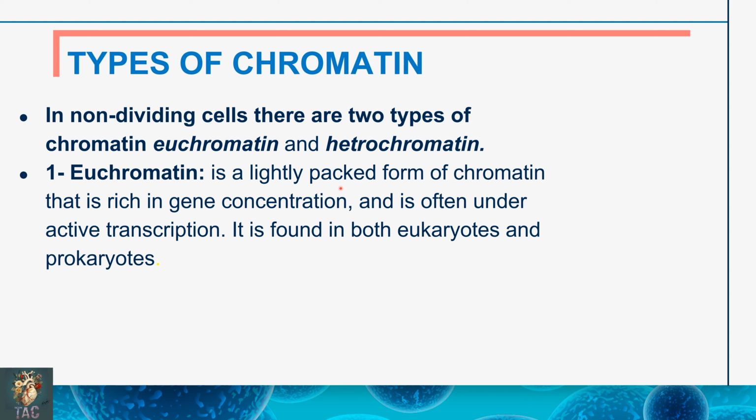Euchromatin is the lightly packed form of the chromatin that is rich in gene concentration. This is basically active chromatin and is often under active transcription. It is found in both eukaryotic and prokaryotic cells. This is the part of the chromatin which is less condensed, and it is responsible for transcription and translation of the genetic material.